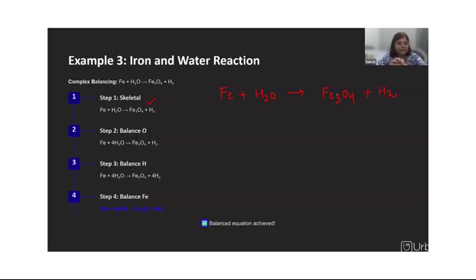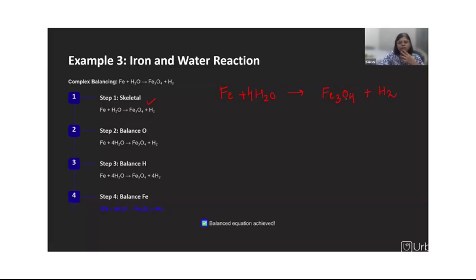As we had studied, you need to start with the element which has the maximum number of atoms. You can see here oxygen has 4 atoms, right? So we start with oxygen. We balance oxygen. How do we balance oxygen? I'm going to put the coefficient 4 here. I cannot write H2O4, that will be wrong. I can only put a coefficient. I cannot change my formula. Okay, so we are happy. We have balanced Fe plus 4H2O, giving us Fe3O4 plus H2.